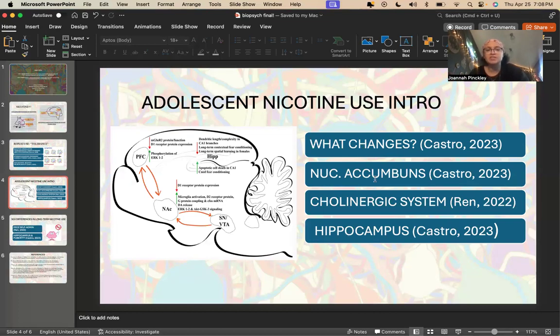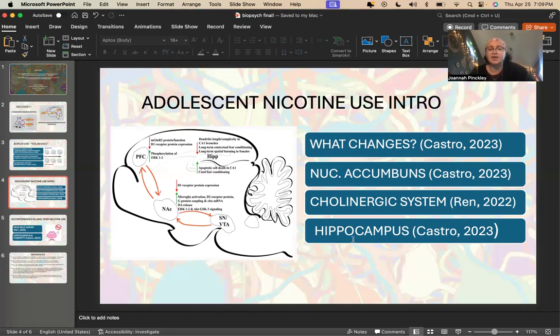So the nucleus accumbens is a primary area of reinforcement and a major site of dopamine release. Rodent tests here showed that adolescent mice are more sensitive to acute rewarding effects, resulting in upregulated signaling pathways within the nucleus accumbens and downregulated dopamine D1 receptors. Many of these changes between adolescents and adults could be due to the immaturity of the neurotransmitter systems when you're young, and that's mostly going to be at the basal forebrain.